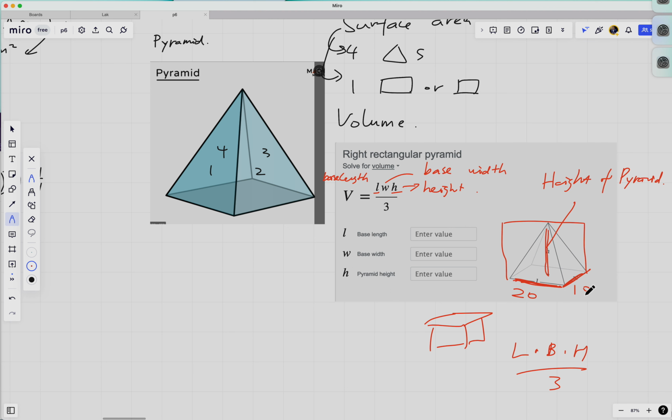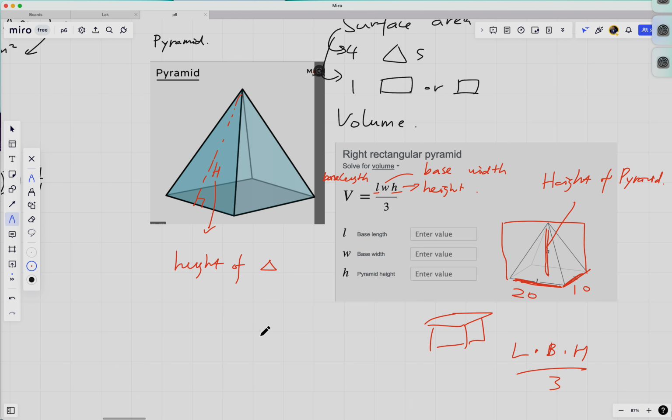I can make use of this. So how are you going to find the height of a pyramid with just 20 and 10? I'm going to tell you. Usually they will give you this one. So this is the height of the triangle.